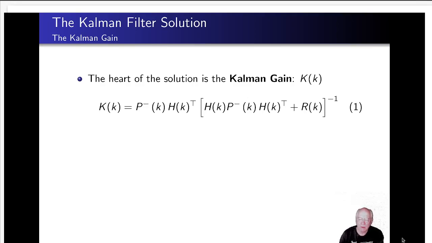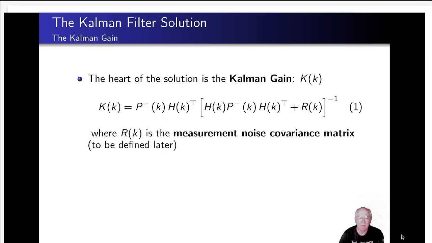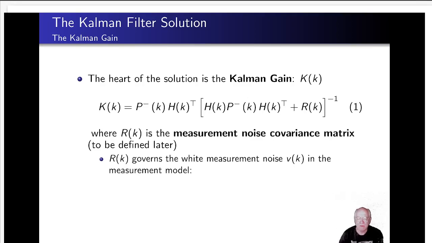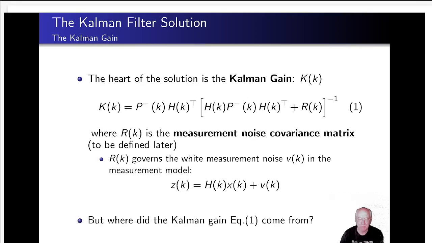Now R is a new matrix we haven't talked about yet, so let's get to that. R is the measurement noise covariance matrix. We'll define it in more precise detail later, but for now it's just another covariance matrix that governs how the measurement noise V_k in the measurement model evolves statistically. So if you recall, the measurement model was Z equals HX plus V, and so R is the covariance matrix associated with V. So where did this equation number 1 for the Kalman gain actually come from?